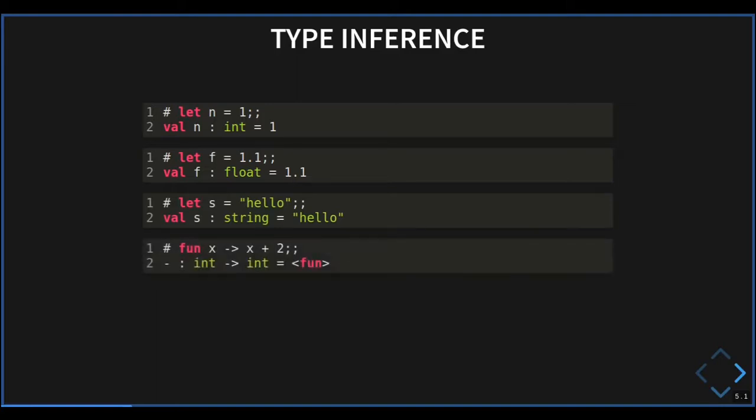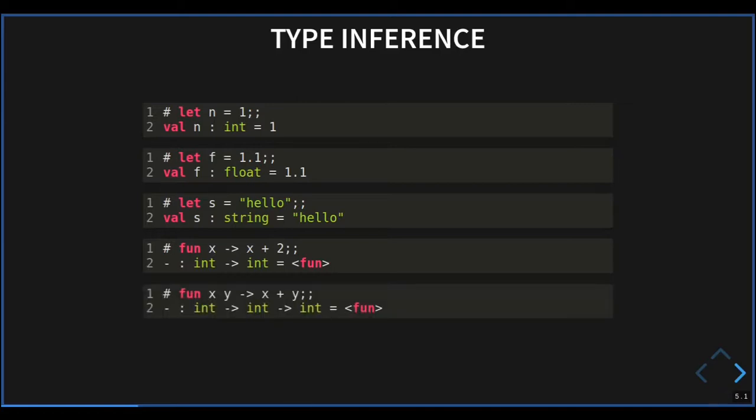We can also define functions. We can use the fun keyword for that. And in this case, we have a function taking a single argument x, and it produces x plus 2 as a result. And in this case, this is an anonymous function. And here we see the type signature of this function. This means that this function takes an integer as an input, and it produces an integer as an output.